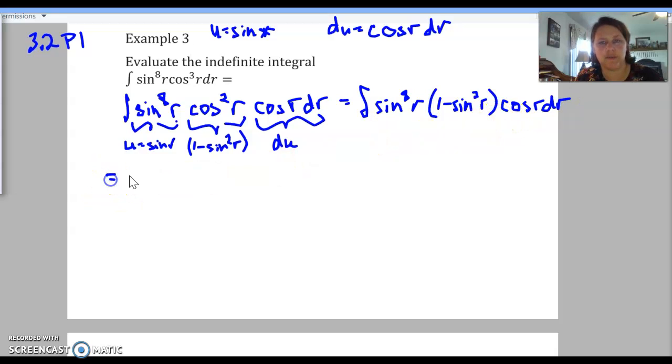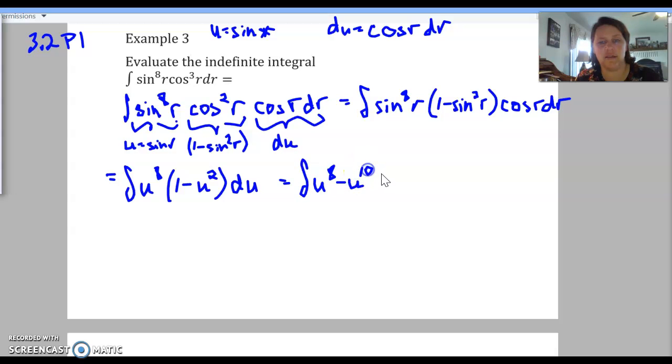Now let's do all of our substitutions. So we get the integral of u to the 8th times 1 minus u squared du. And we're ready to integrate. Actually, I'm going to do one more step. Let's go ahead and multiply that through. So we have u to the 8th minus u to the 10th du.